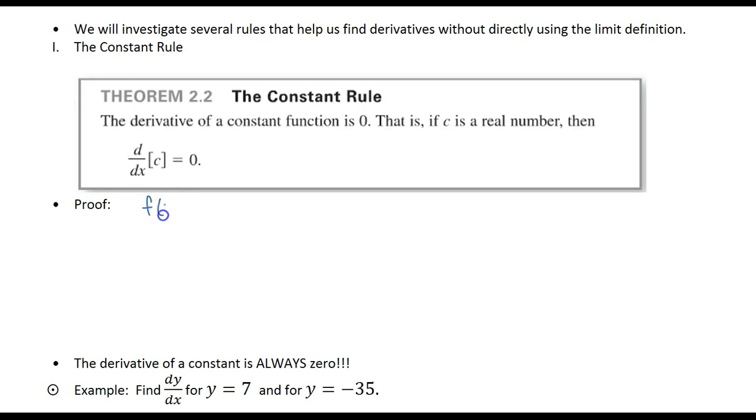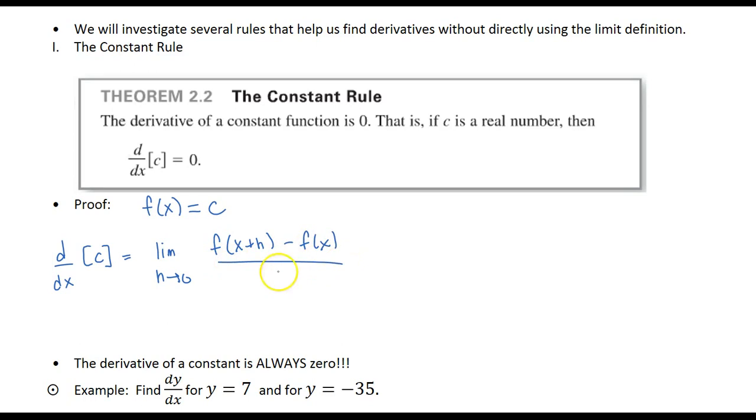So in this case, f of x, we're going to let be c, the function c. So the derivative with respect to x of c is going to be the limit as h approaches 0. Remember that's f of x plus h minus f of x divided by h, which is the limit as h approaches 0 of, now let's think about this. If f of x equals c and you go to plug in x plus h, you don't add h to the end of that. f of x plus h is just c.